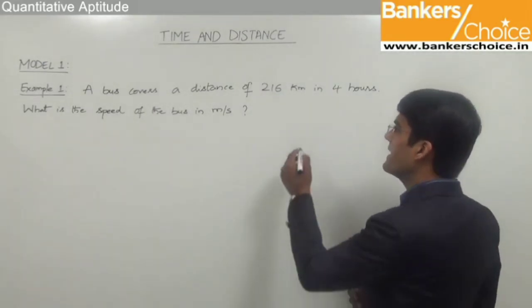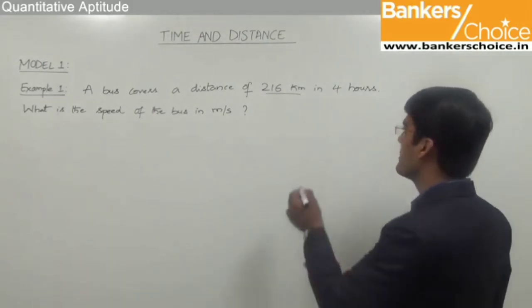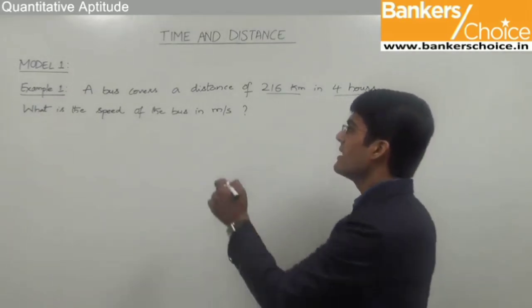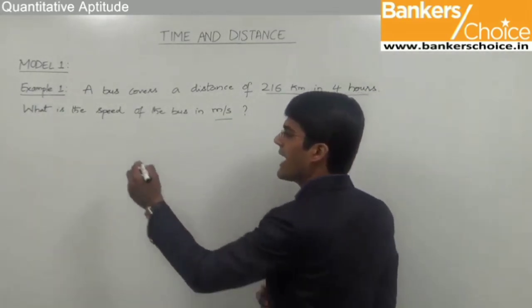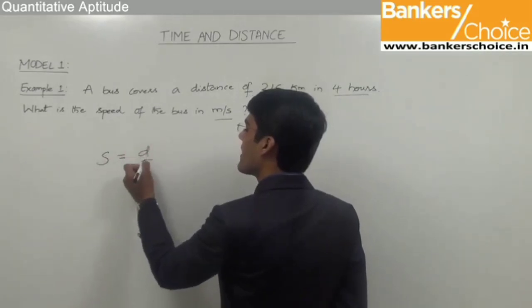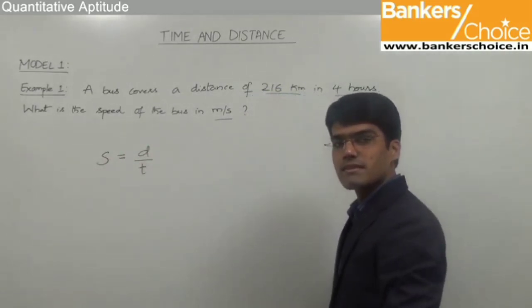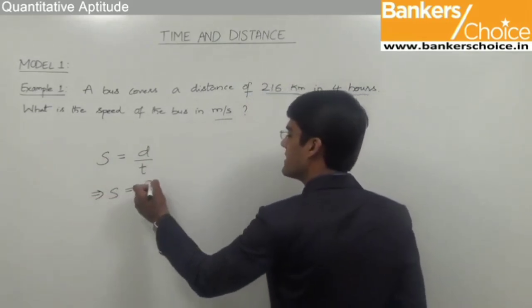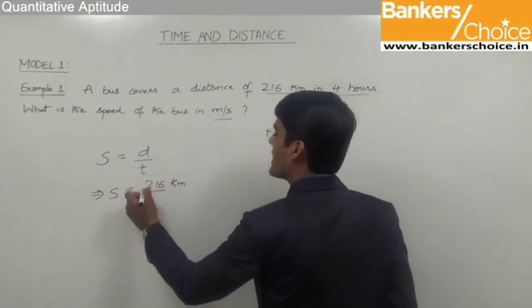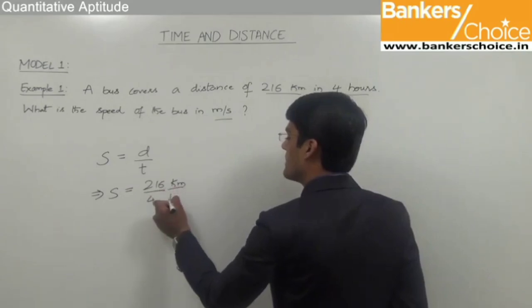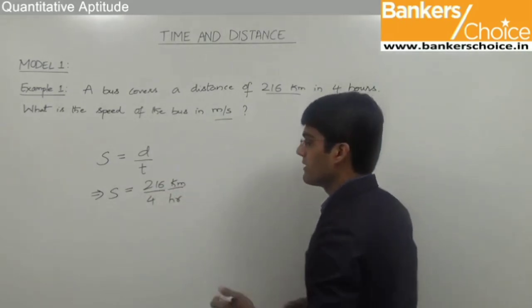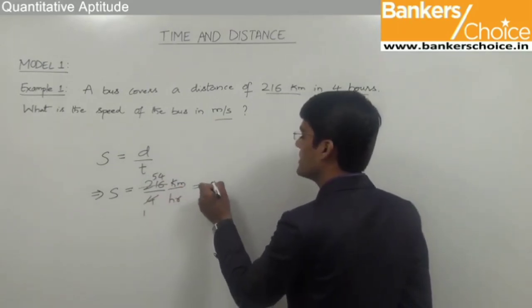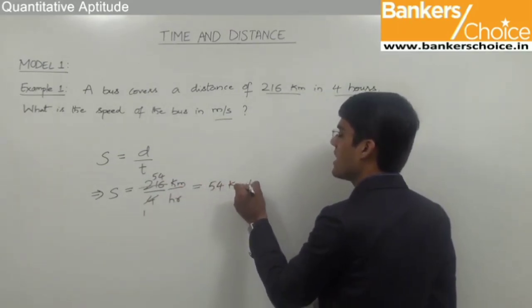So as you can see here, very clearly the distance is 216 kilometers and the time taken is 4 hours. And we are supposed to find out the speed of the bus in meters per second. We know that speed is equal to distance travelled by time taken to travel the distance. So here the speed will be 216 kilometers divided by 4 hours. So here we get the speed in kilometers per hour. So this is 4 into 1 and 4 into 54. So clearly the speed is 54 kilometers per hour.